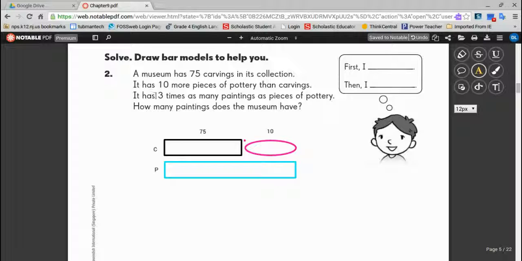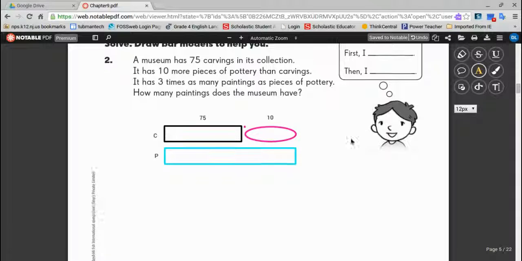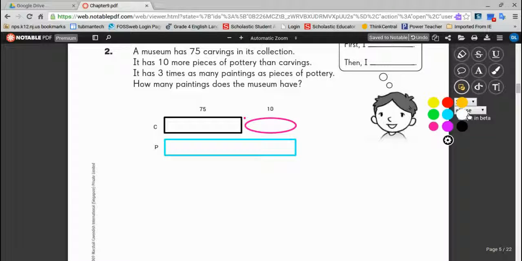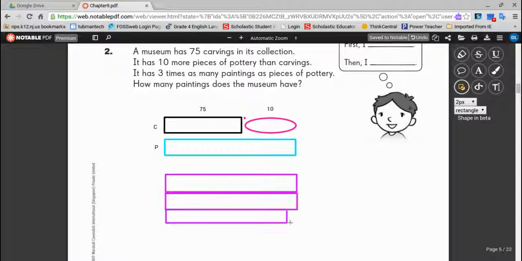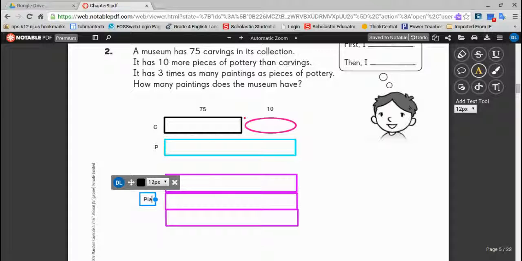The next sentence, it has 3 times as many paintings as pieces of pottery. All right, so I need 3 times the pottery. So here's, oops, you know what? Let's make it a square again. So here's my paintings. That's 1 time, 2 times, 3 times. And these 3 are my paintings.